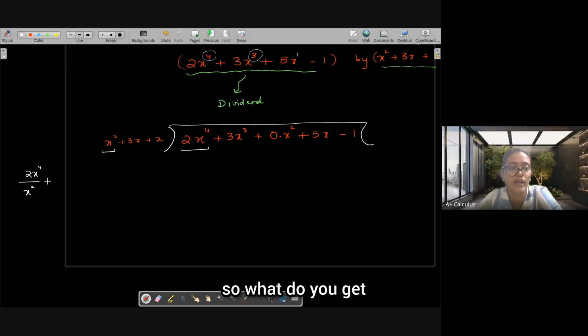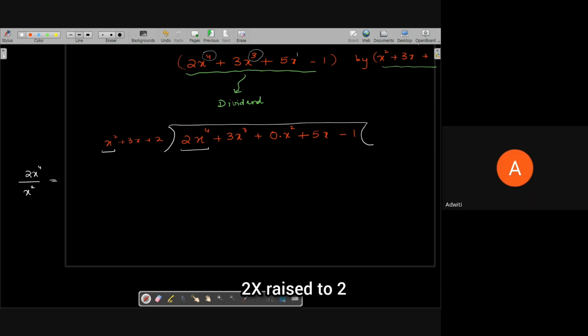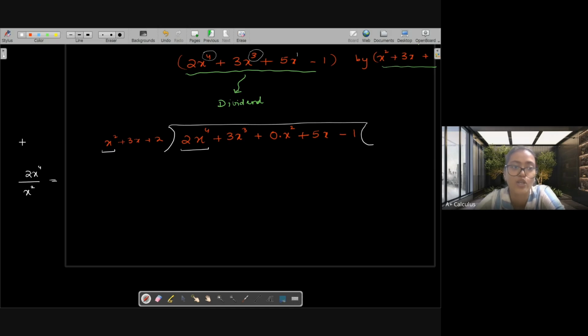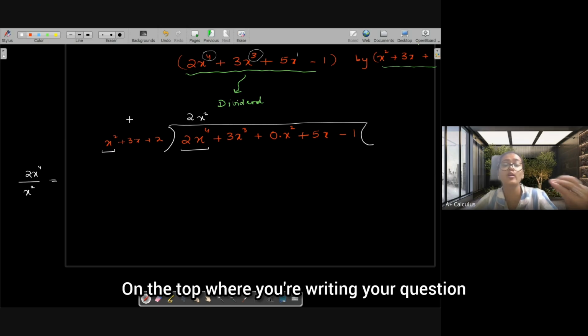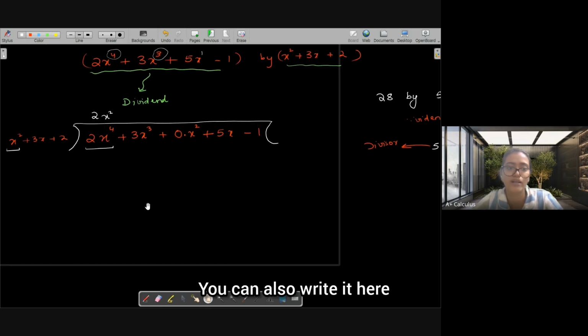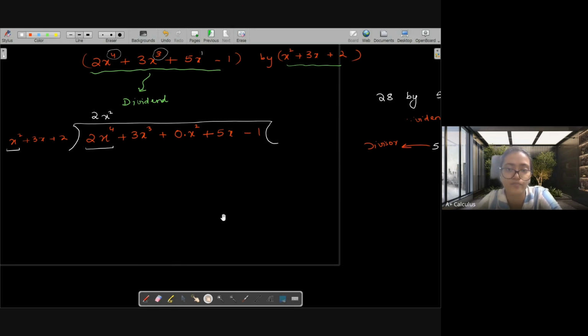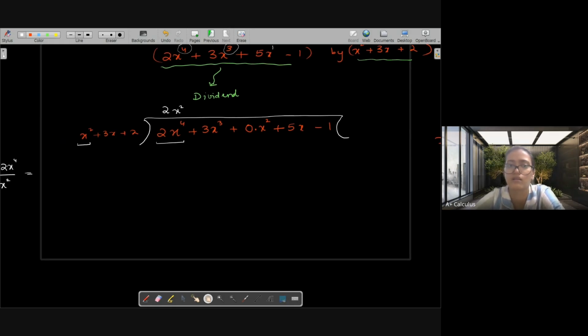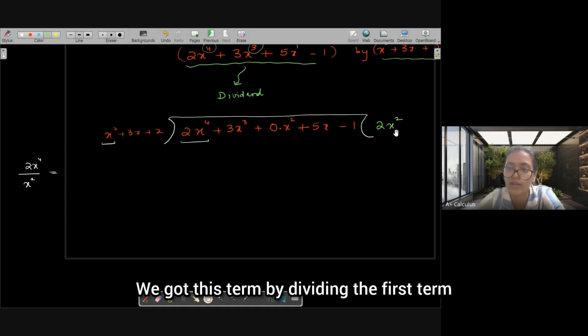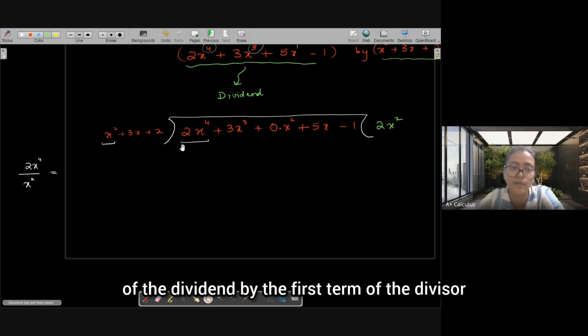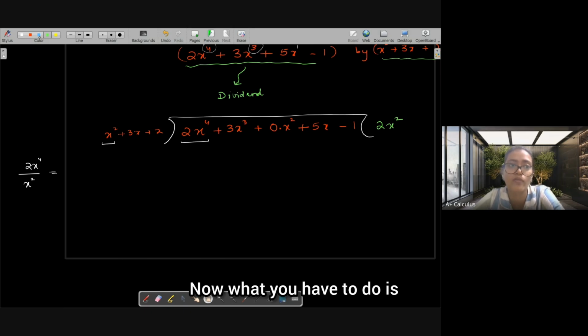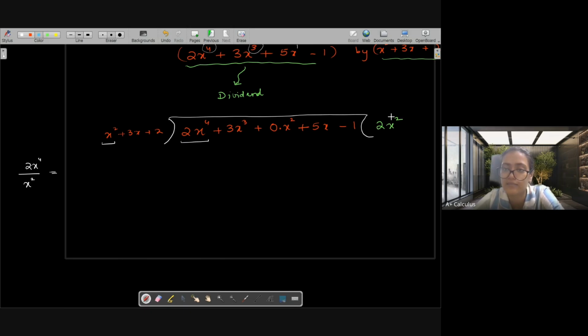So what do you get? 2x raised to 2, exactly. So you will write 2x raised to 2 on the top, where you're writing your quotient. Some people write it on the top, some people write it on this side. That's up to you. I'm writing it here. It's 2 times x raised to 2. We got this term by dividing the first term of the dividend by the first term of the divisor. So this is your quotient.